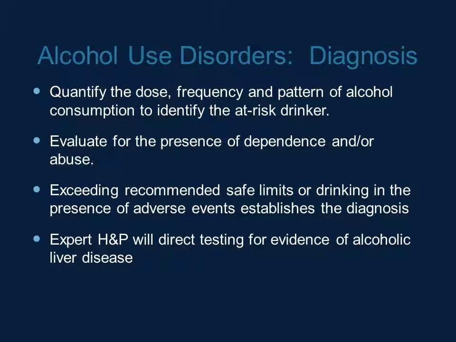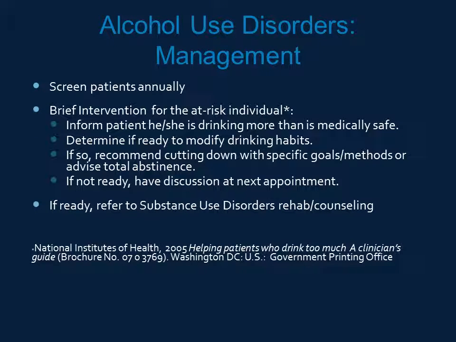The diagnosis of alcohol use disorders begins with quantification of the dose, frequency, and pattern of alcohol consumption to identify the at-risk drinker. Then evaluate for the presence of dependence or abuse. Exceeding recommended safe limits or drinking in the presence of adverse events establishes diagnosis. Expert history and physical will direct testing for evidence of alcoholic disease.